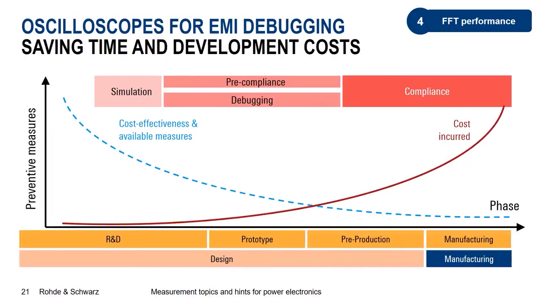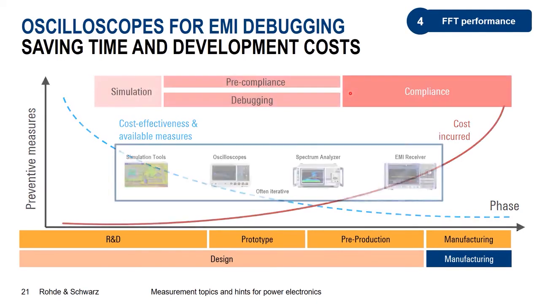If you look at EMI debugging, or the general development process of a product, of course you start in R&D, then there's a prototype phase, pre-production and manufacturing. And for the EMI topic, you might start with simulation sometimes. Definitely you have to go into pre-compliance and debugging, and at the end into compliance just before you start mass production.